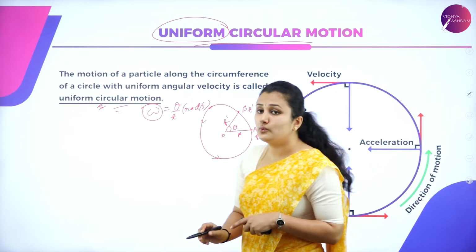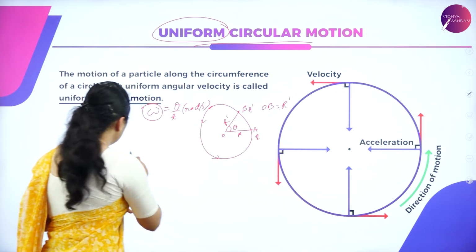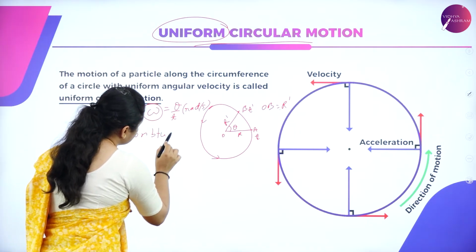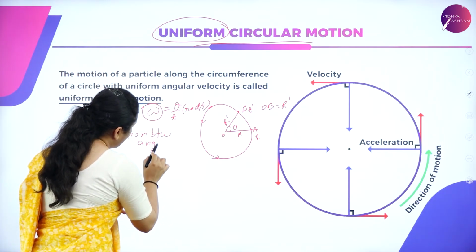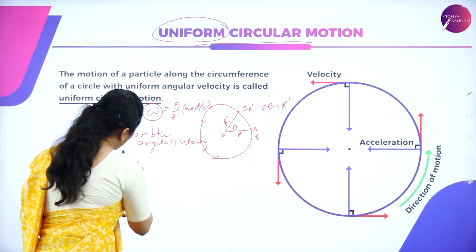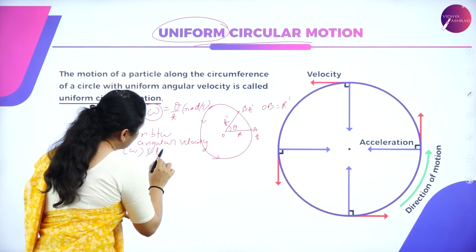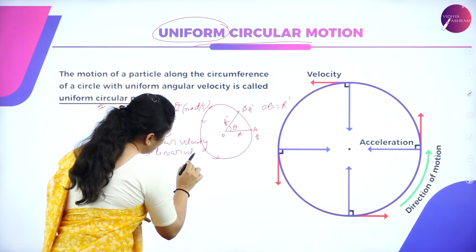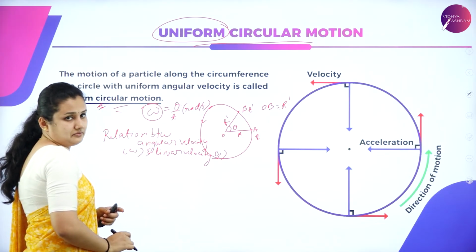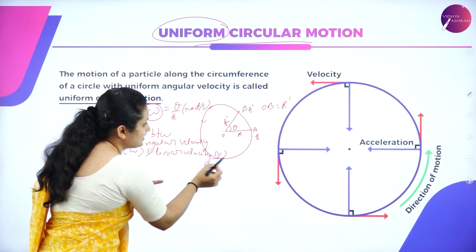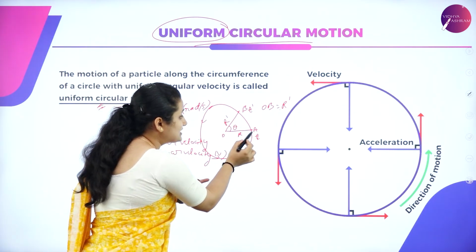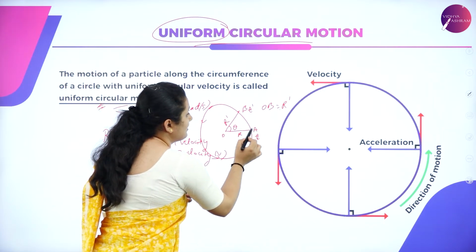So next we have to derive a relation between angular velocity, that is omega, and linear velocity v. How will you derive now? You have the circle. This is the circle. Body is moving along the circumference of the circle. The body is displaced from A to B.